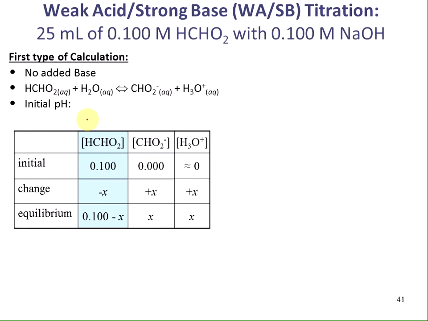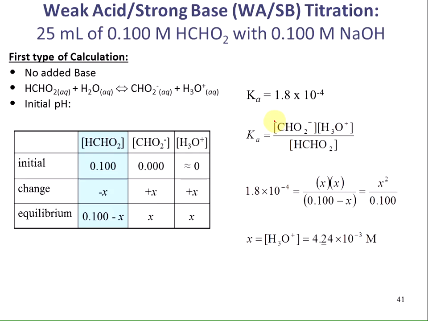I set up my ICE table, so I initially have 0.1 molar formic acid and none of the formate ion. I set up my change. I'm going to lose some of my formic acid and produce some of the formate, and I have my equilibrium values. I look up in a table to find my Ka of formic acid. In the table I find that my Ka is 1.8 times 10 to the minus fourth.